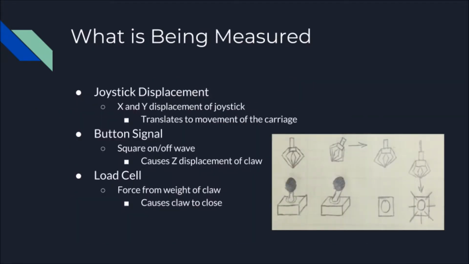The system has three main inputs that are being measured. The first input being measured in the system is joystick displacement, which as stated earlier drives carriage motion. The second input is button actuation. This is a square wave as the switch is either on or off. As mentioned earlier, this drives motion in the Z direction. The last system being measured is the load cell, which takes force from the weight of the claw. When the force is lifted, the claw is touching the objects and therefore will close.